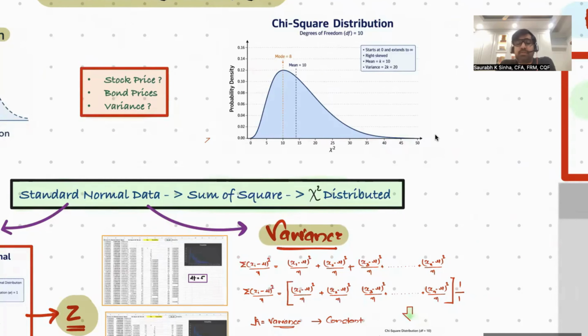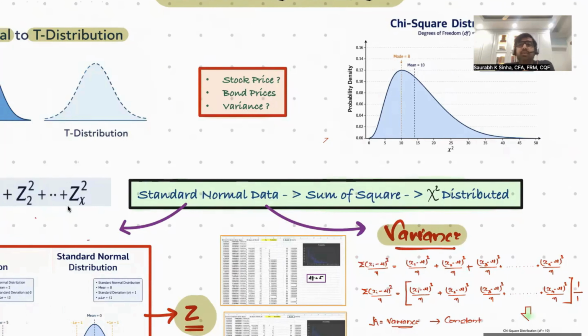Now, there are different types of right-skewed distribution, but the distribution that we have chosen for the discussion is the chi-square distribution. And we established one of the most important points: not every right-skewed distribution is a chi-square distribution. Only if you have standard normal data, and you take the sum of squares of standard normal data, that will approach chi-square distribution.